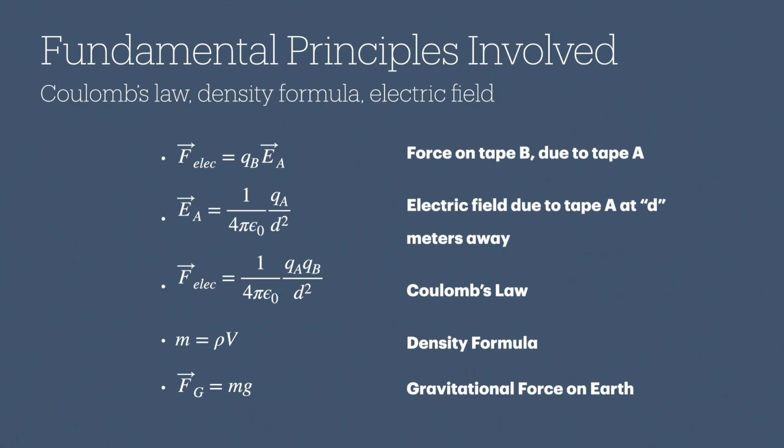This includes the density formula for calculating the mass of the tape, and also the gravitational force on Earth, which has been covered in Physics 1. There are also some new ones, including Coulomb's law to calculate the force of a point charge, and the electric field, where you just divide the force by the test charge and you'll get it. That's also given by the first equation.